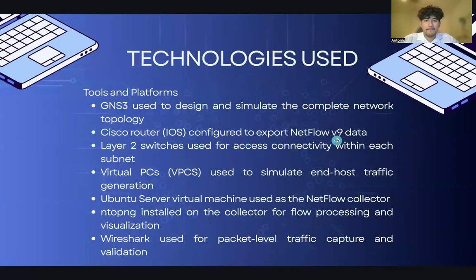The project was built using several tools and technologies. GNS3 was used as a network simulation platform, and a Cisco IOS router was configured to export NetFlow version 9. Layer 2 switches provided access connectivity, and virtual PCs, or VPCSs, were used to simulate client devices generating traffic. An Ubuntu server virtual machine was also used as the NetFlow collector with ntopng installed for flow processing. Wireshark was used for packet level traffic capture and validation.